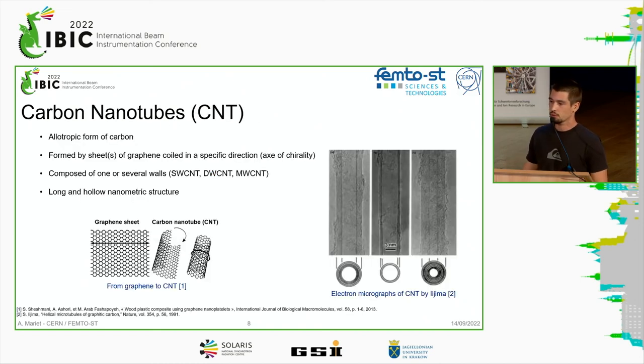And this material could be found in the form of carbon nanotubes. So the CNT are an allotropic form of carbon, like graphite or diamond, but they are formed by a single or several sheets of graphene rolled in a specific direction. And from this direction depend the properties of the CNT. They have diameters around some nanometers, and they have lengths which can reach some micrometers. Some records talk about millimeters, but that's not very common. So here you have one of the first pictures of different kinds of CNT with different numbers of walls, taken with a transmission electron microscope.